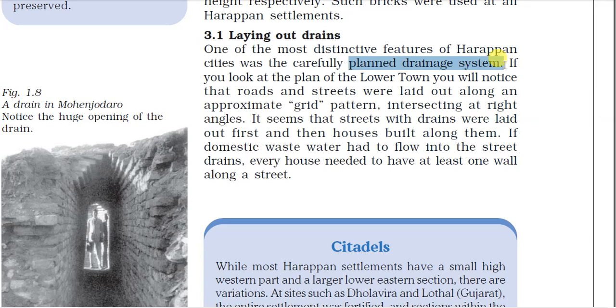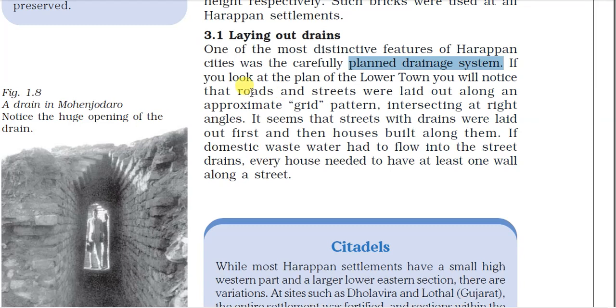Also, a drainage system is where the wastewater goes out of the settlement. It is a passage for water, right? The fresh water has to come in and the wastewater has to move out. So the drainage system is basically planned for drawing the wastewater out of the settlement. And they have a very planned drainage system. How can we say that?